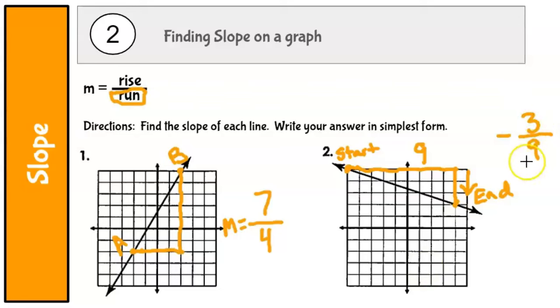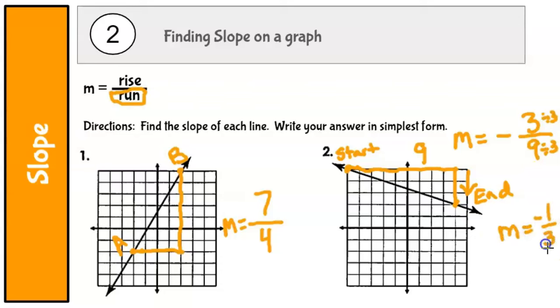You can put it on the bottom number. You can put it on the fraction bar, but only put it in 1 place. Now, you might be screaming at the screen, this can be simplified! And if so, gold star for you, you are correct. I can simplify this because both of these numbers are divisible by 3. So the simplified slope is -1/3.